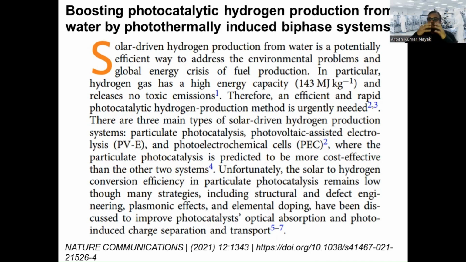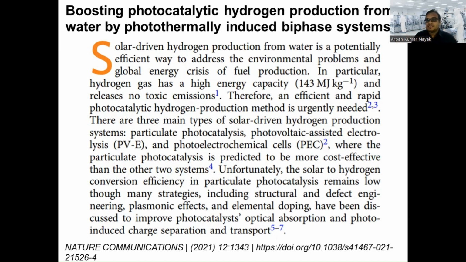Since they mentioned this is more promising, with this method, how much efficiency is observed by different methods for the production of hydrogen using photocatalysis, they will mention. They will mention what are the different types of efficiencies they observed. So next you can see what they observed now in this current status. They mentioned it is more cost effective than the other two systems.